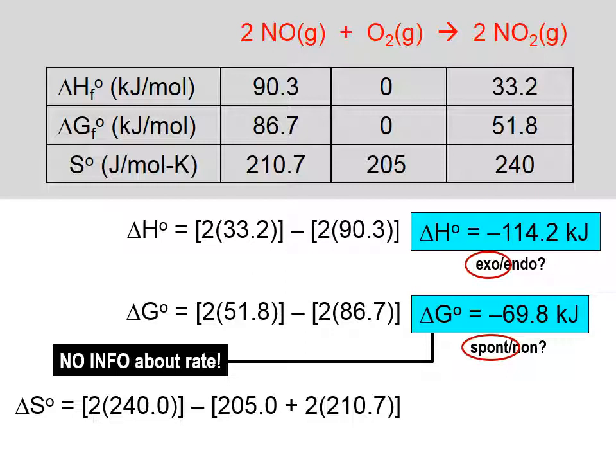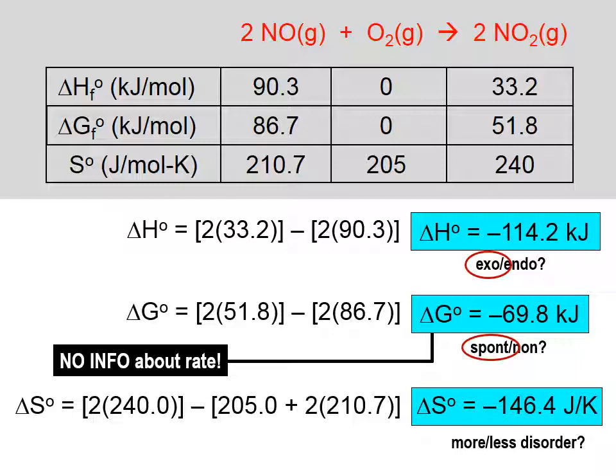The calculation for delta S is a little bit longer because all three of the substances have non-zero values. So let's check and make sure we've done this right. The products would be 2 times 240 minus, and then 1 times 205, so I didn't bother to put the 1 in there, plus 2 times 210.7, that looks right. Delta S naught is negative 146.2 joules per Kelvin. Is there more or less disorder at the end? And the answer is there's less.